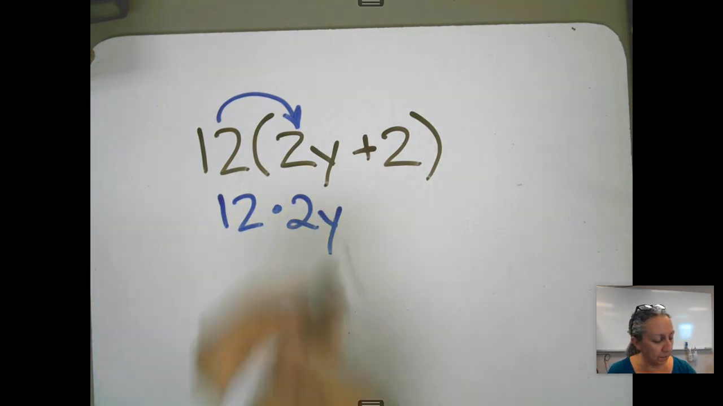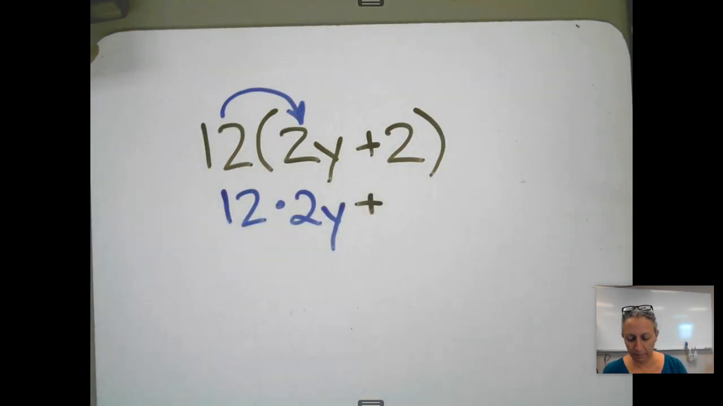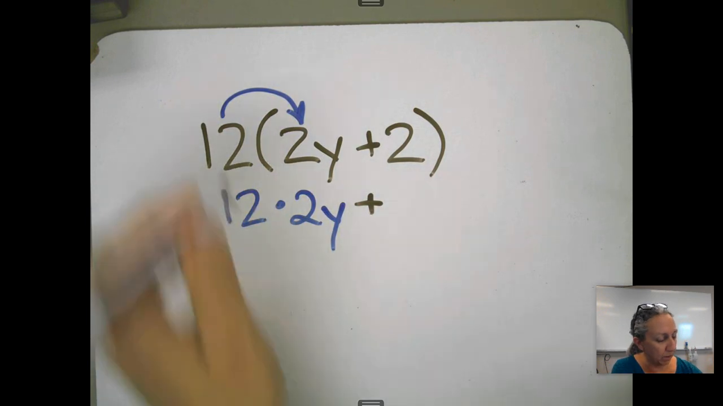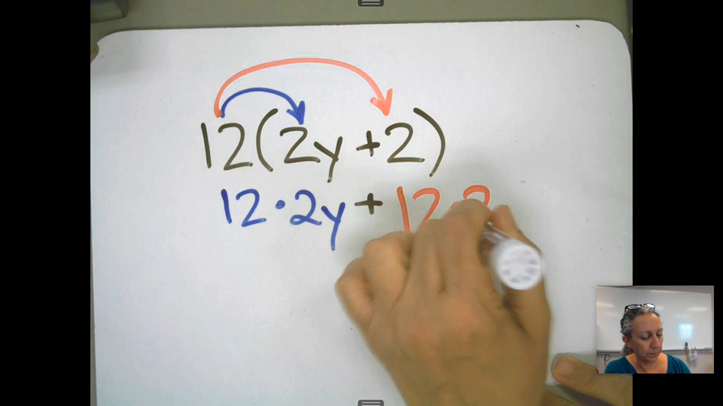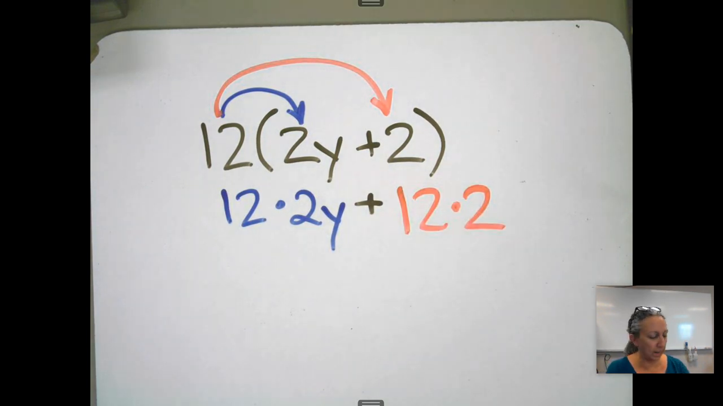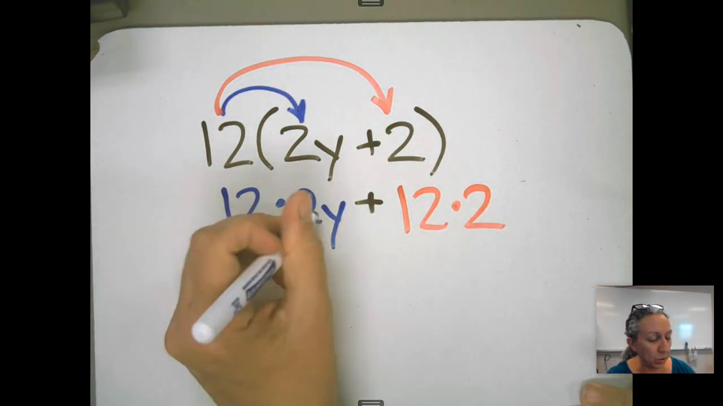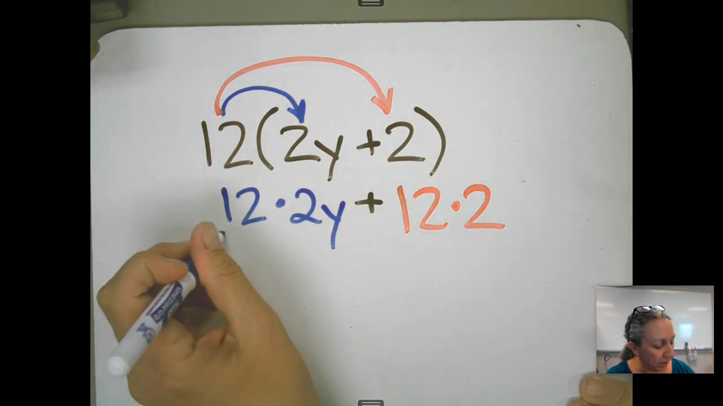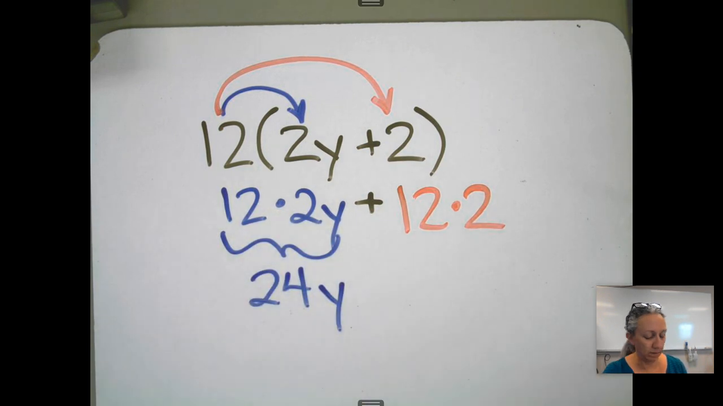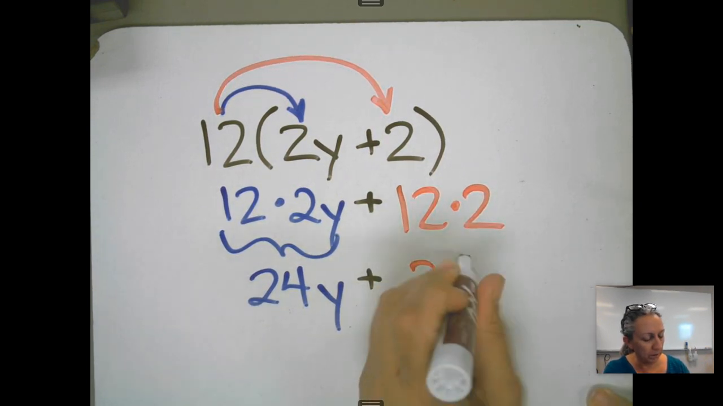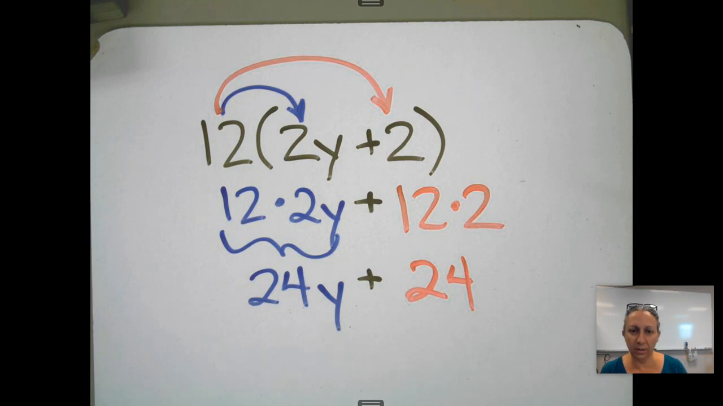Bring my plus sign down. And 12 times 2. Simplifying that, 12 times 2y is 12 times 2 times y. I can do the 12 and the 2 first. That's 24 times y. Bring down my plus sign. And 12 times 2 is just 24. And there we go. That's as simple as that one can get.